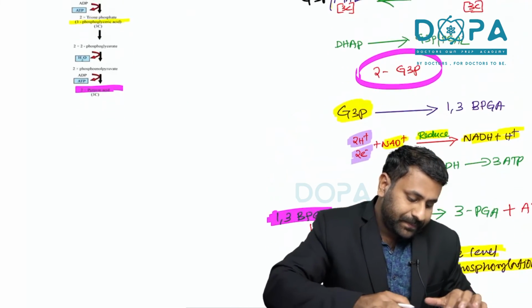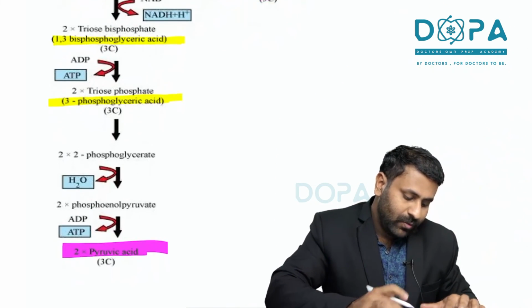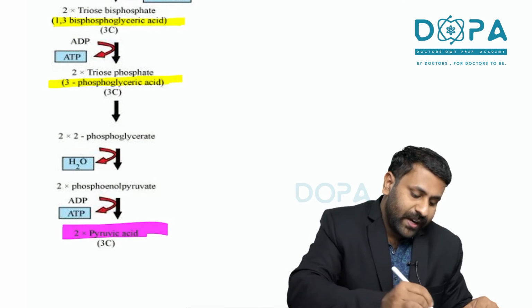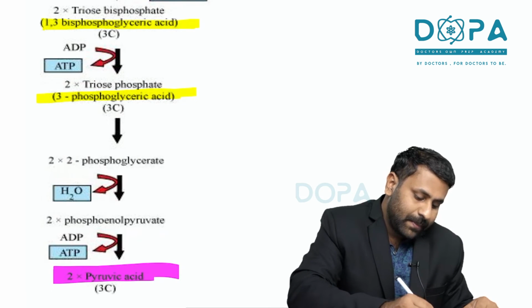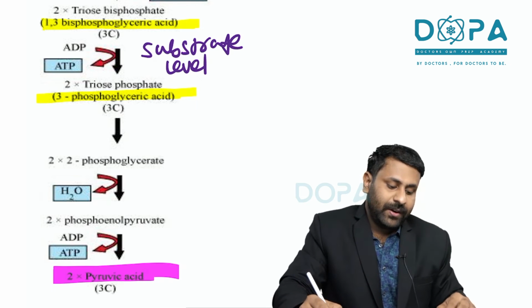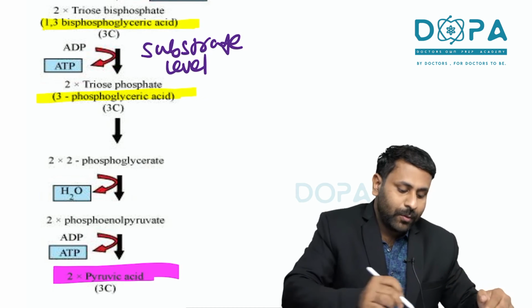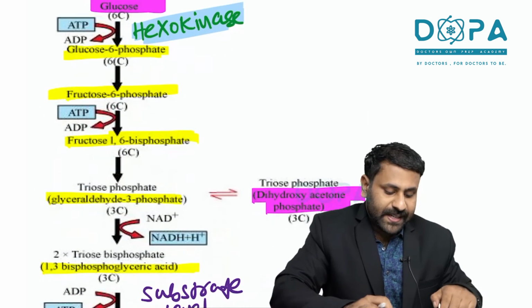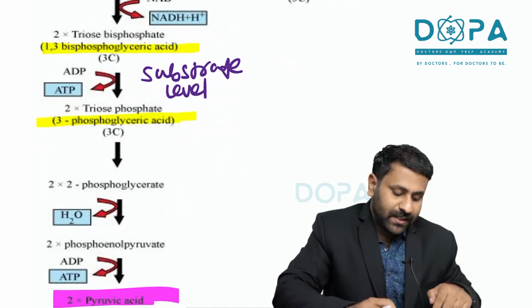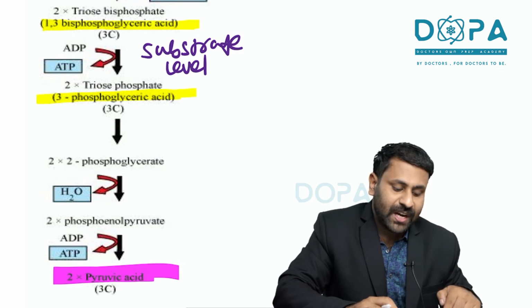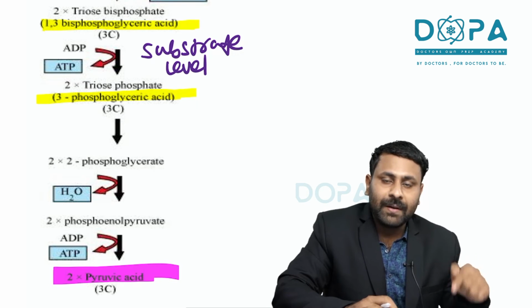So, in this reaction, when 1,3-BPGA is converted into 3-PGA, substrate level phosphorylation takes place. 1,3-BPGA provides 1 phosphate group to ADP. As a result, ATP will be produced. During the first and third steps, ATP is utilized. At this 7th step, ATP production takes place when 1,3-BPGA is converted into 3-PGA.